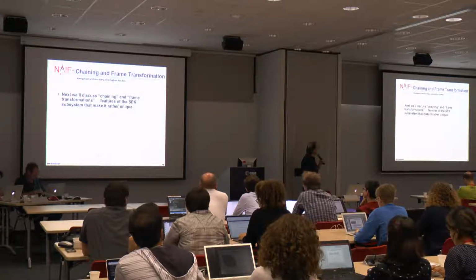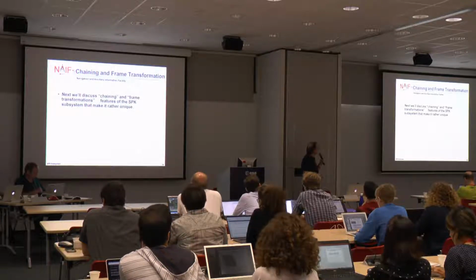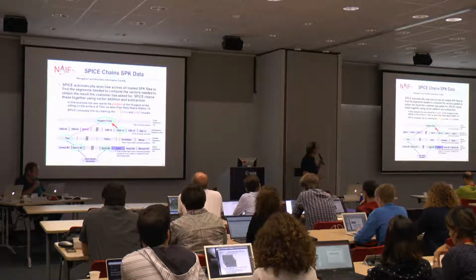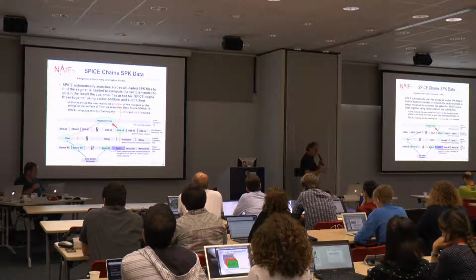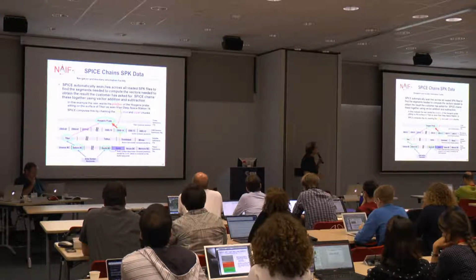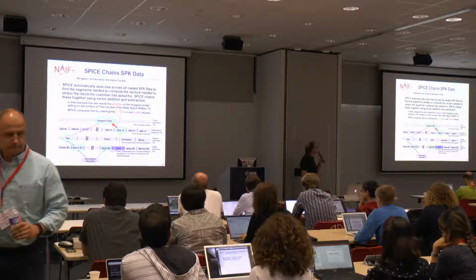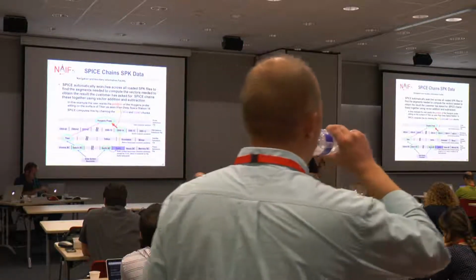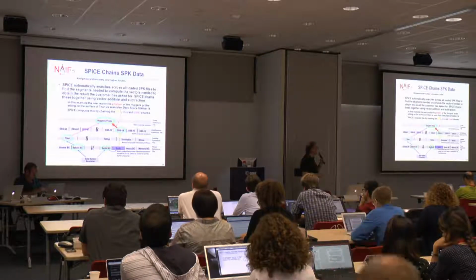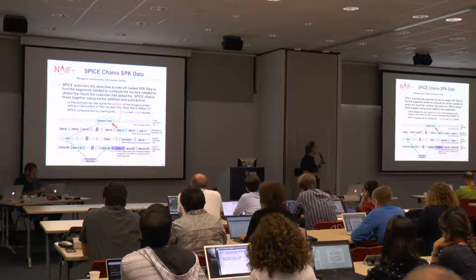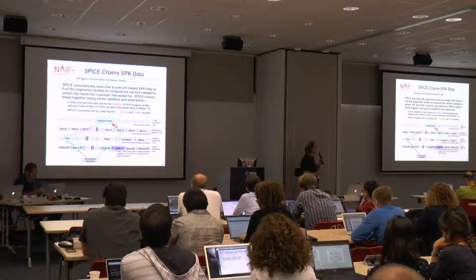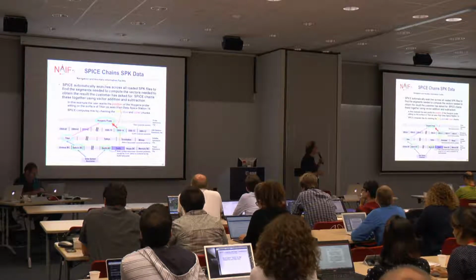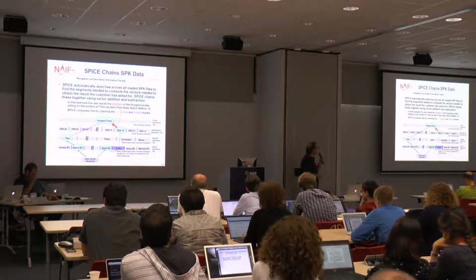Next, we'll discuss chaining and frame transformations, features of the SPK system that make it rather unique. So SPICE chains SPK data. SPICE is capable of connecting information to compute state vectors for which you don't actually have raw data in any of the SPK files that you have loaded. SPICE knows how to combine the data that you've got loaded to produce states that are computable, even though the individual SPK files don't support those states.